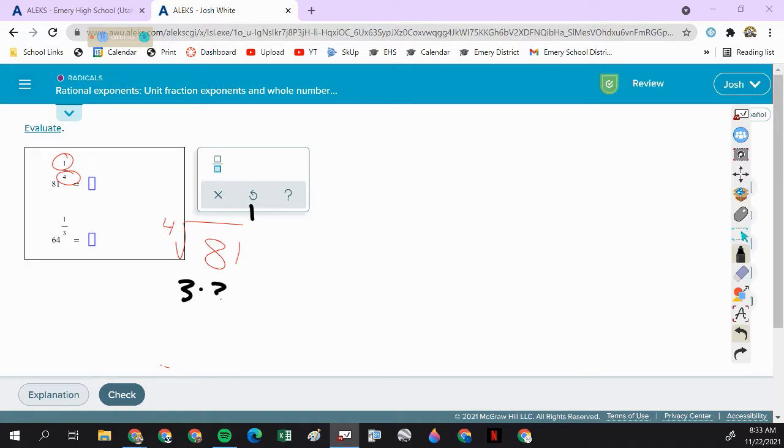81 is 3 times 3 times 3 times 3. And I need to bring out a set of 4. So I bring out all the 3's, and I get 3 on the outside, and then the fourth root of 1 on the inside. So the answer is just 3. Okay?